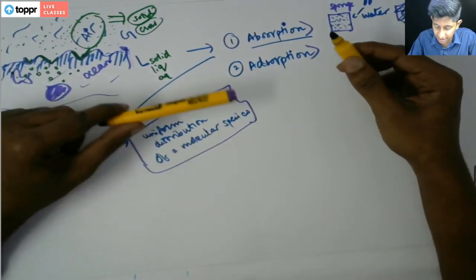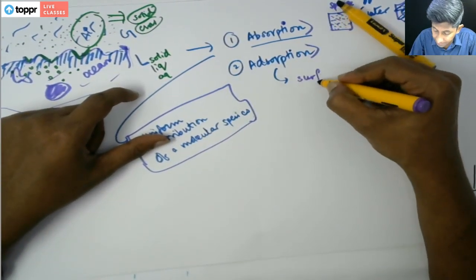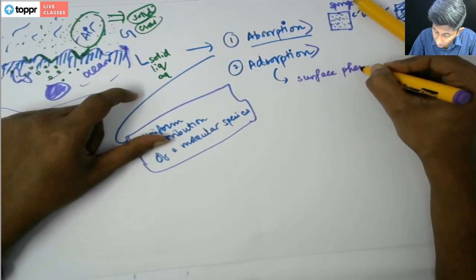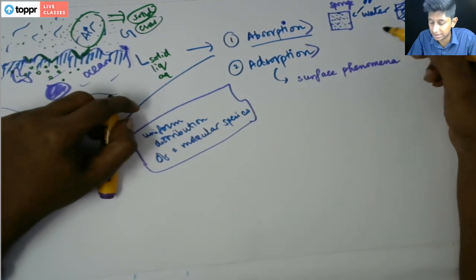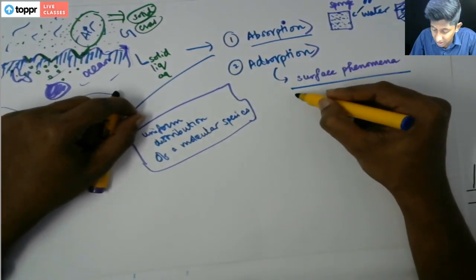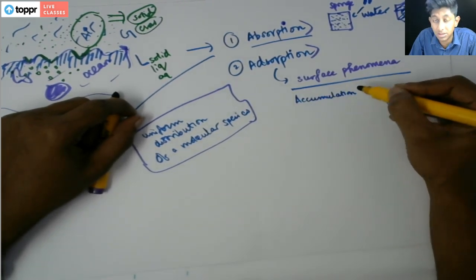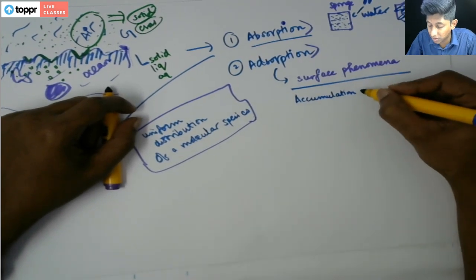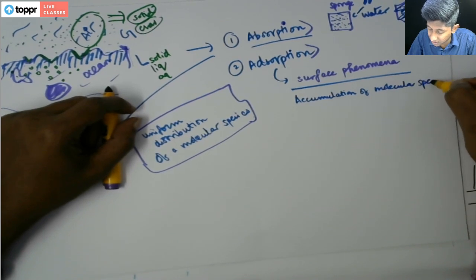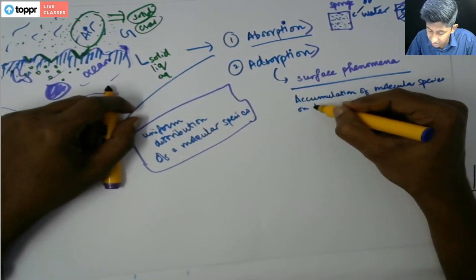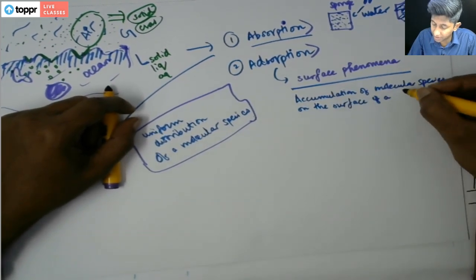And adsorption, on the other hand, is more like a surface phenomenon. What happens in adsorption is an accumulation. Note this word. This is basically understanding the concept. So this is what they're saying: accumulation of molecular particles or molecular species, you can use different words, on the surface of a medium.